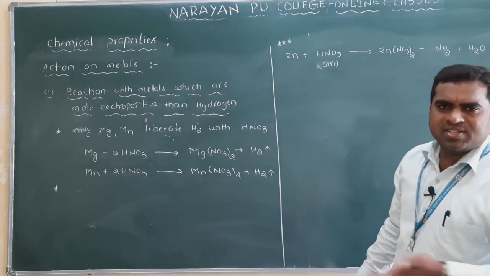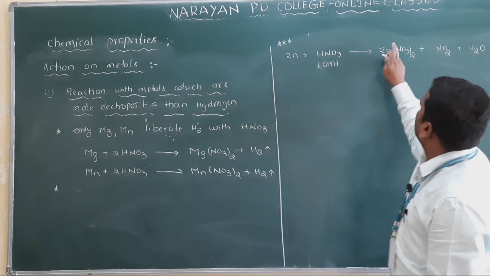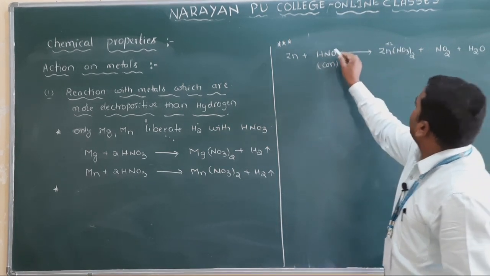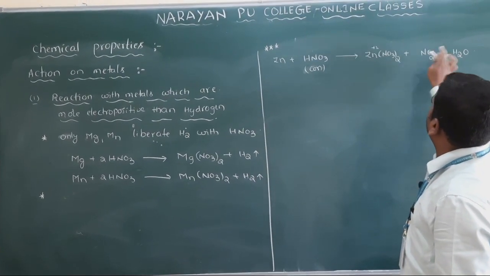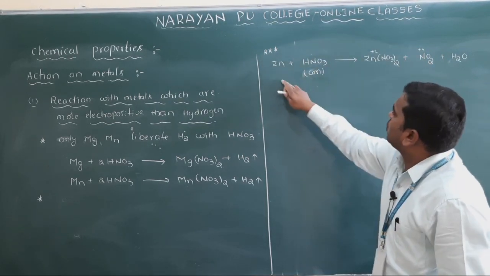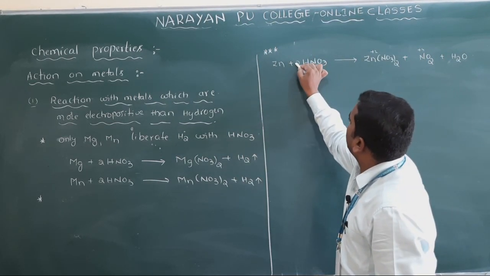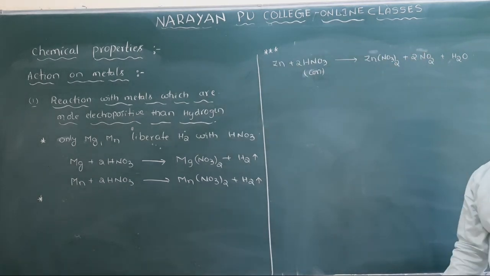Clear? Balancing, I already mentioned how to balance this. Zinc goes from 0 to plus 2, and here nitrogen goes from plus 5 to plus 4. So 1 unit decrease here, 2 units increase here. That's why I have to multiply this one with the 2, which means automatically I have to multiply this one also with the 2. Clear?